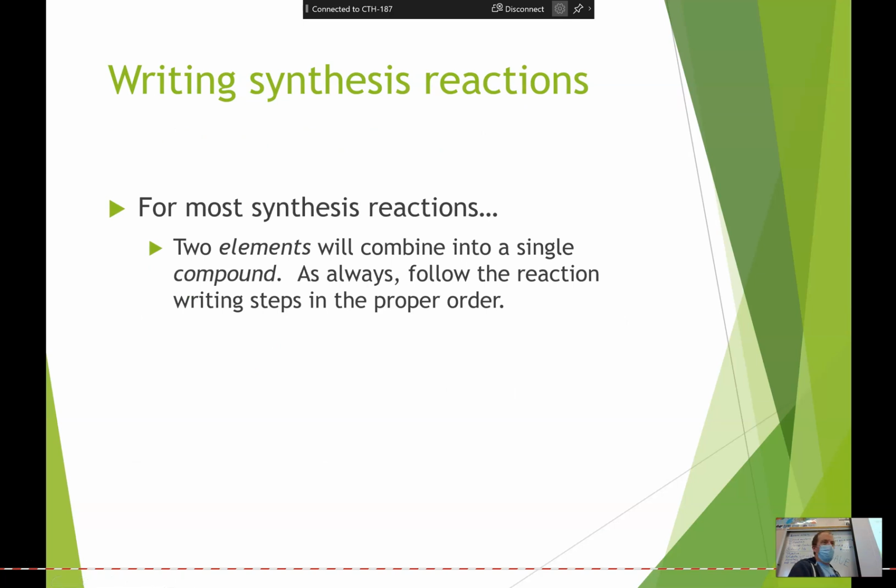Now, this is the new part here. And it relies, like I said, on pattern recognition with the card sort. For synthesis reactions, for the most part, the ones that we're going to write, two elements are going to combine into a single compound. And as far as notes go, I would just continue with the notes that we've taken in these reactions. I would just have it be one thing, okay? We're going to have two elements that are going to combine into a single compound.